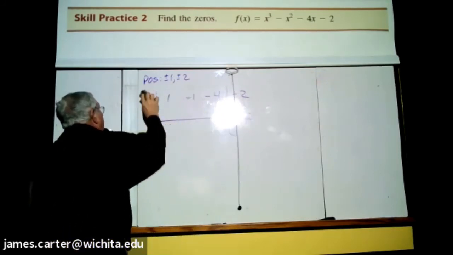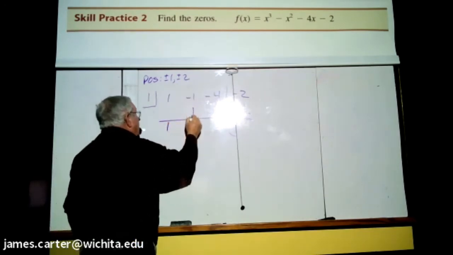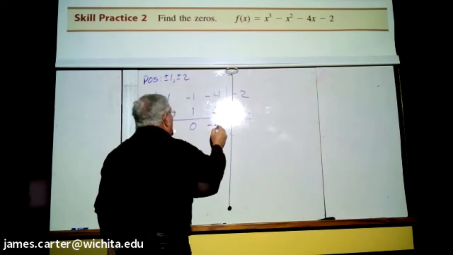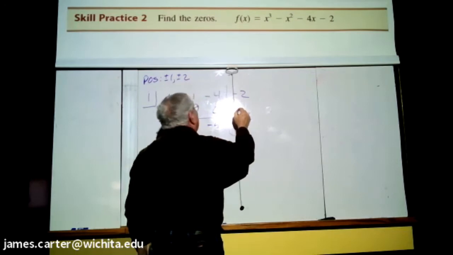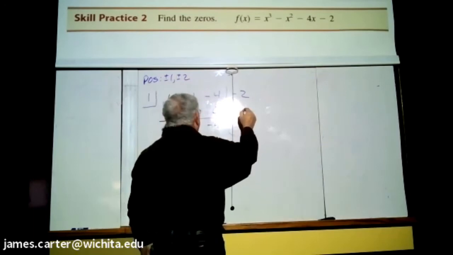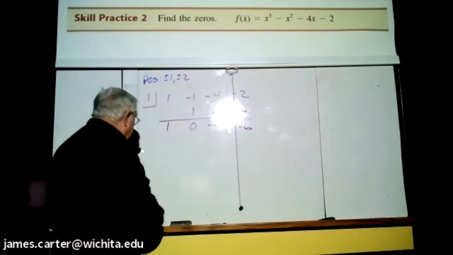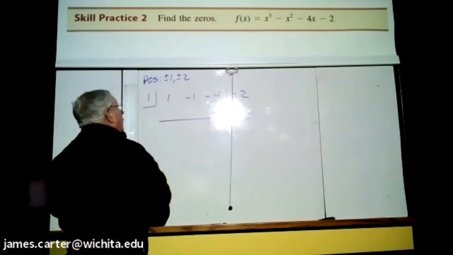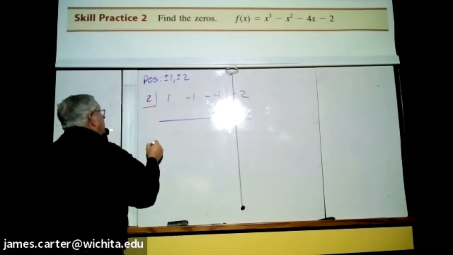And let's try positive 1. Bring down the 1. 1 times 1 is 1, you get 0. 1 times 0 is 0, you get negative 4. 1 times negative 4, you get negative 4, and here you get negative 6. So you know what? That's not going to work either. I'm bad at guessing today. Well, let's try a 2 and see what happens.